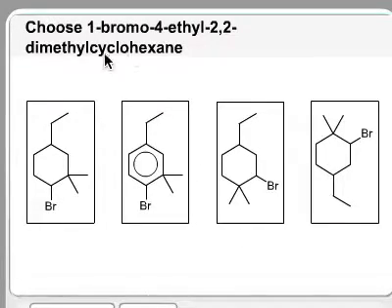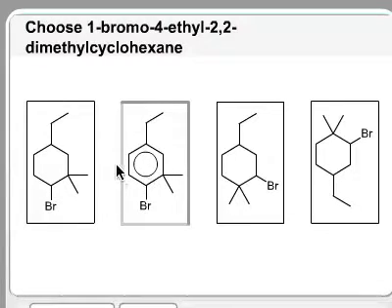All right, it ends in cyclohexane, so that pretty much rules this one out because this is not cyclohexane, it's benzene. All right, 1-bromo, 4-ethyl, 2,2-dimethyl. Well, there's the bromo, there's the 2,2-dimethyl, and then the 4-ethyl. 1, 2, 3, 4. What about this one? 1, 2, 3, 4, 5. So this one's ruled out because I can't get the 4-ethyl to work with this.